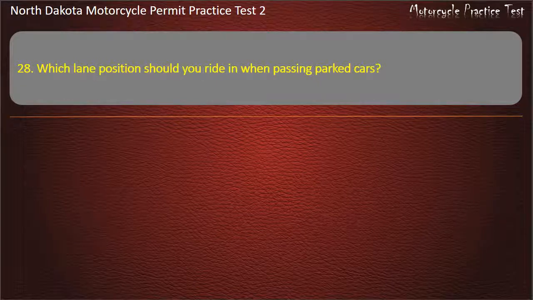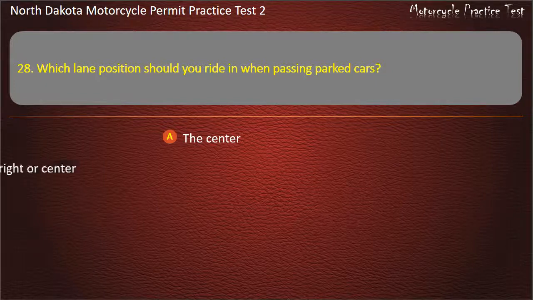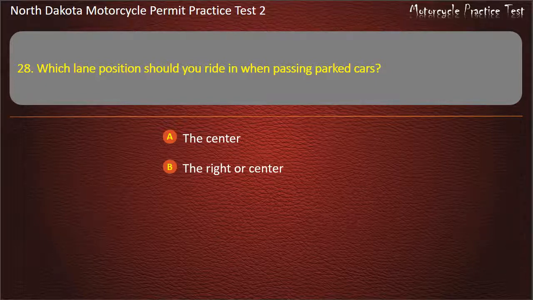Question 28. Which lane position should you ride in when passing parked cars? The center, the right or center, the right, the left. Answer: the left.